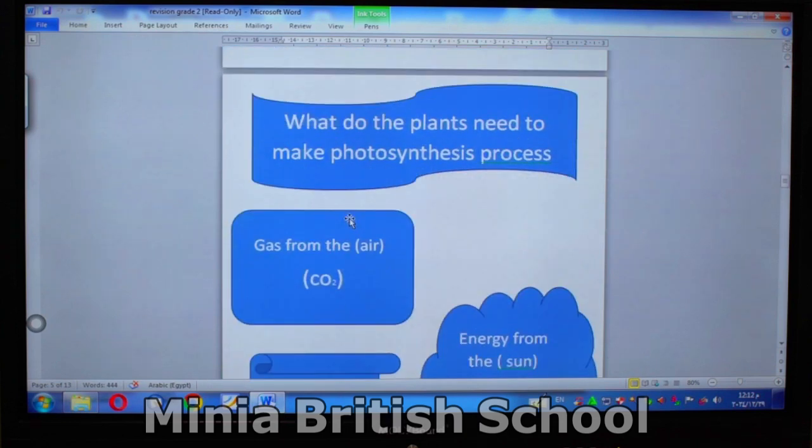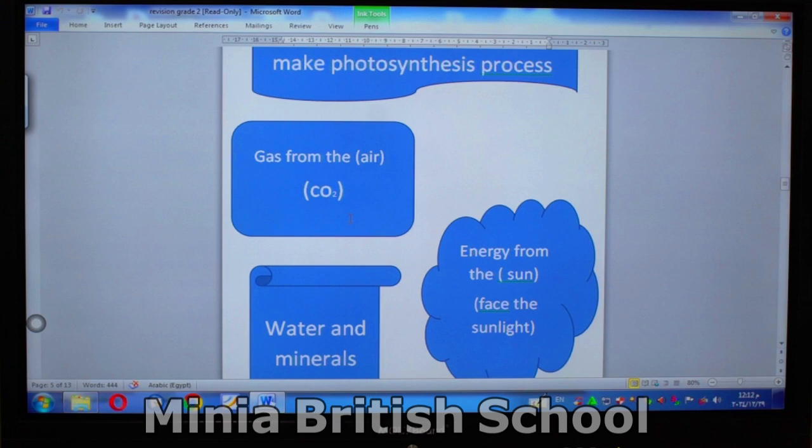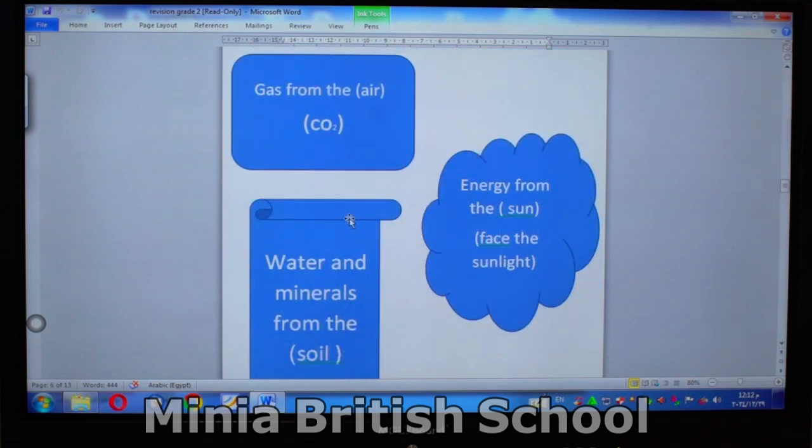Now, I want to ask you a very simple question. What do the plants need to make photosynthesis? Yes. Water and minerals from the soil. Energy from the sun. Gas from the air, CO2. Excellent, grade 2.